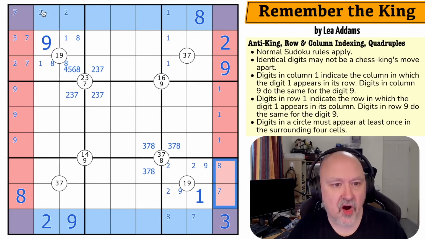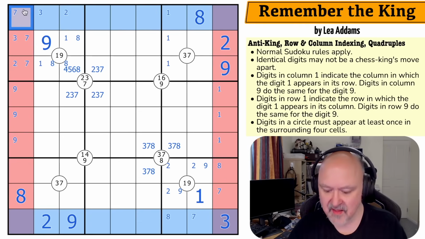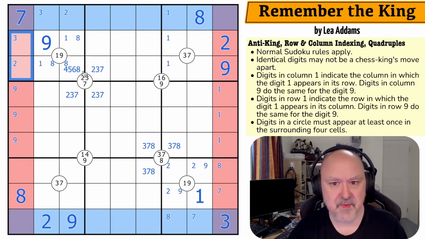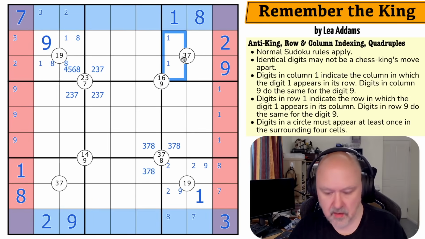And what's the high digit I'm putting in that run? I've got to put a high digit in that run and a high digit in that run, but because 7 has to be in those, this has to be the 7, which means this has to be the 1, and this has to be the 1. Oh, this is clever.